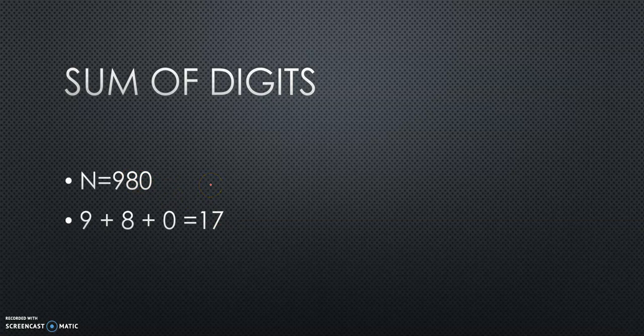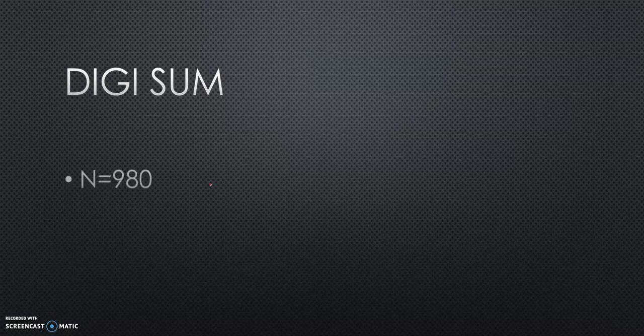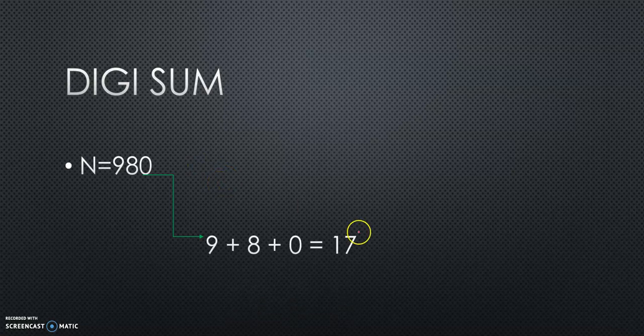Similarly, digisum can be obtained by adding digits of a number recursively until the sum obtained resembles a single digit. Again, let us take an example. Let's say n equal to 980. Initially, we'll perform the same operation as in sum of digits, where we obtain 17.